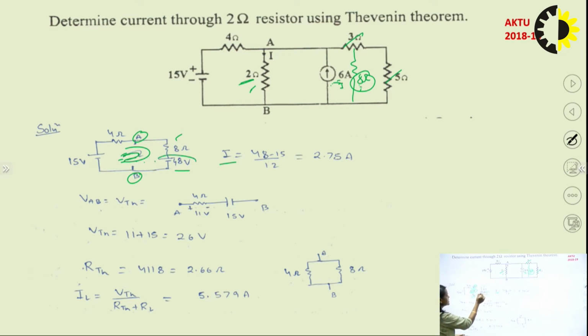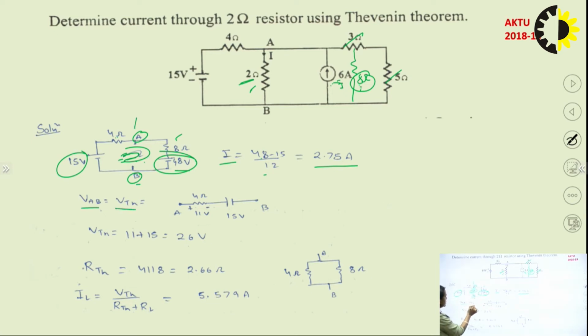So you will find the value of I. So you know this is a voltage source 48 volt and 15 volt. So 48 minus 15 divided by this 4 and 8, that is 12. So 48 minus 15 by 12, you will get the value 2.75 ampere, right?